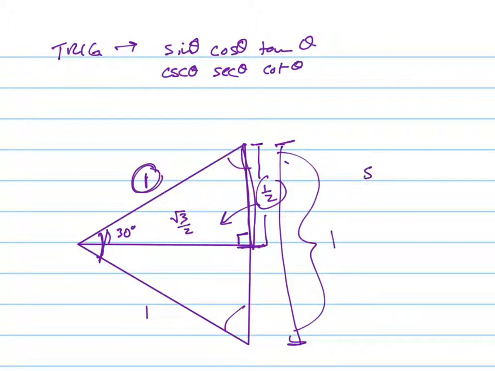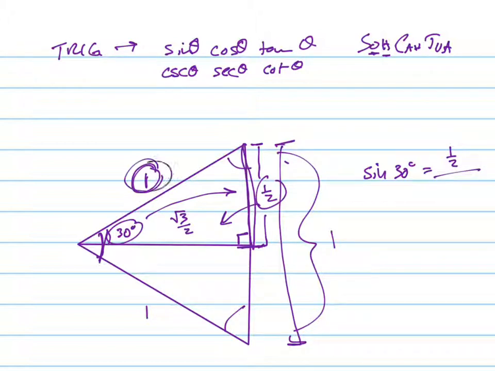So now if I ask you this question, what's the sine of 30 degrees? What's the sine equal to? You remember your SOHCAHTOA? Remember SOHCAHTOA? The sine is the opposite over the hypotenuse. So what's the sine of 30? It's the opposite, which is 1/2, divided by the hypotenuse, which is 1. And dividing by 1 is just like doing nothing, right? So it's just 1/2. Right?